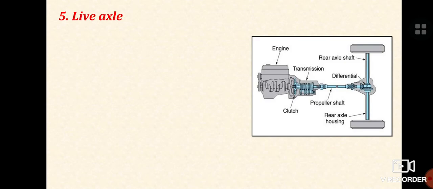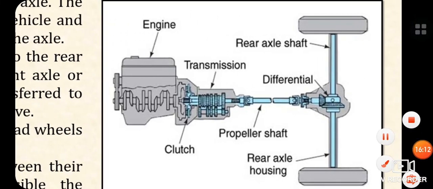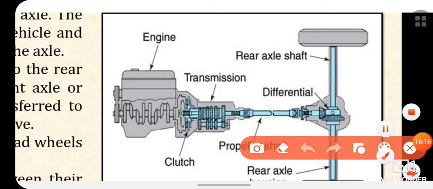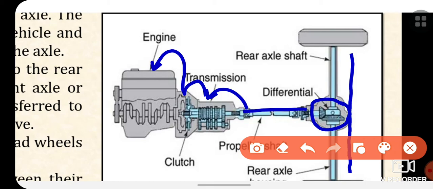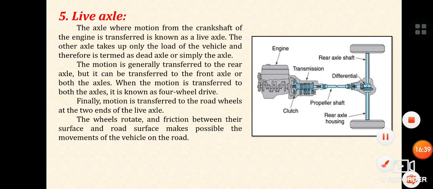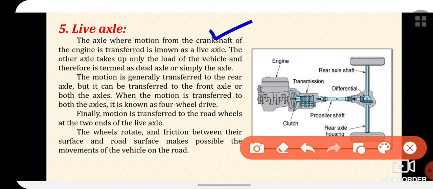Now the next component we will discuss is the live axle. I think we have an idea about the live axle from the previous slides, how it functions and how it receives energy in terms of motion from the differential gearbox, from the propeller shaft, from the transmission system through clutches, and from the engine. So let's discuss what is mentioned in this slide. The axle to which motion from the crankshaft of the engine is transferred is known as the live axle. The other axle takes up only the load. That's why these are called dead axles or simply normal axles.